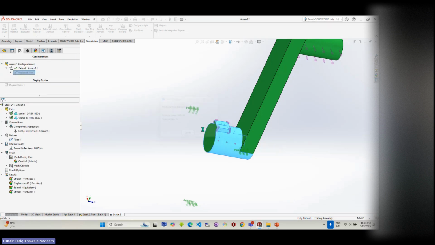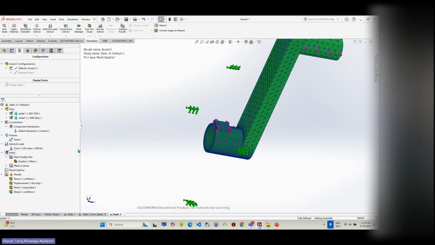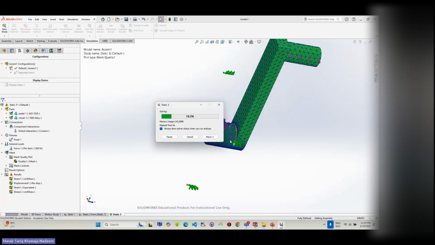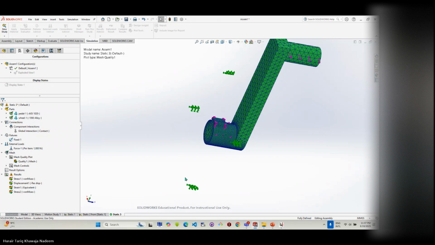Okay. So there it is. Now I can collapse and run this study. Look at this. Now I have got fine mesh, isn't it? But I don't know where the wheel is gone. I think it's hidden, isn't it? Yes, because we hide it.